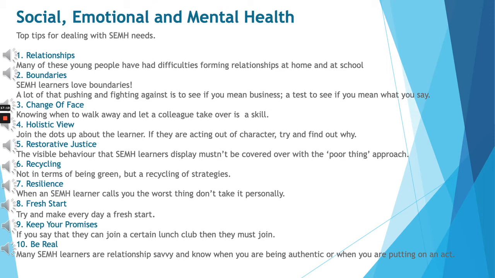Restorative justice. So that visible behaviour that SEMH learners display, we mustn't cover it over with a "poor thing" approach. This means we don't do the young person any favours to say, oh, they're having a really hard time, the poor thing, whilst letting them repeatedly throw a pen off their friend's head. We have to prepare SEMH learners to live as adults in the real world, and we know how hard that can be, even when you are feeling emotionally stable. So restorative justice techniques, and we've practiced these within the MAT, they do really support the learner to identify their own faults and to learn how to put things right when things do go wrong.